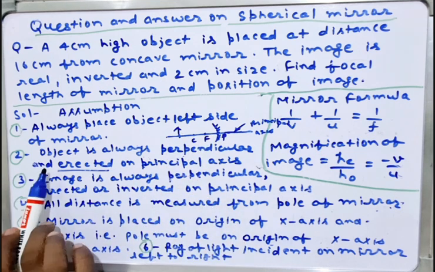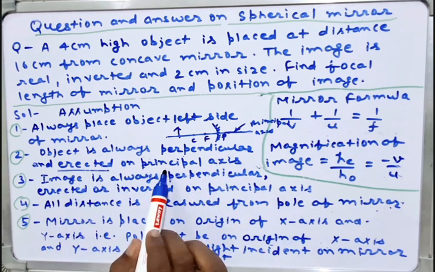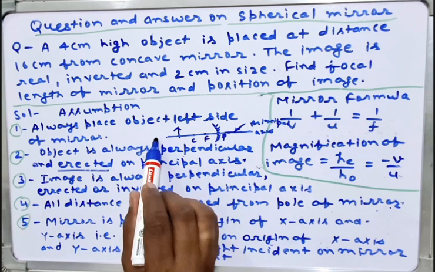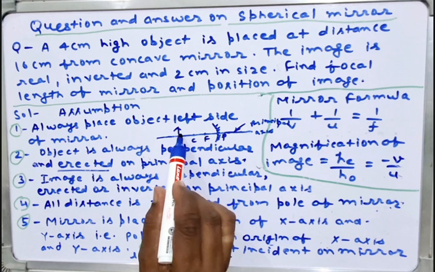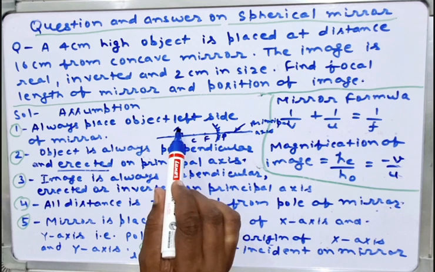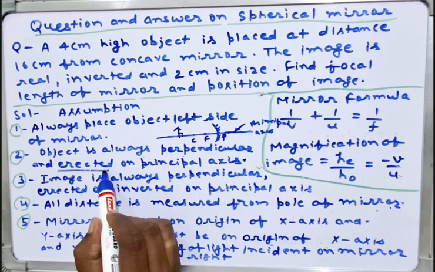The second assumption is the object is always perpendicular and erect on the principal axis. What does this mean? See, this one is the principal axis and this one is the object, so it must make an angle of 90 degrees. Also, the head or arrowhead of this object is on top. So this is the erect position.